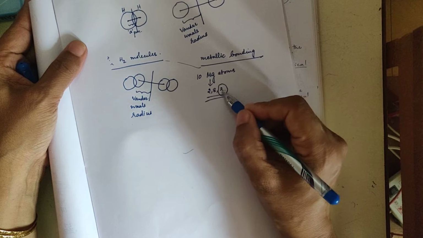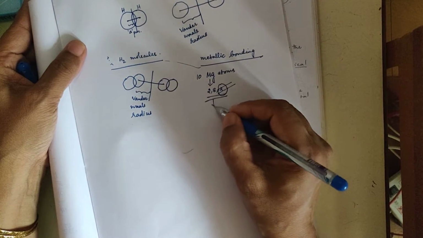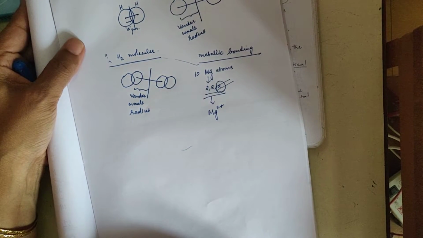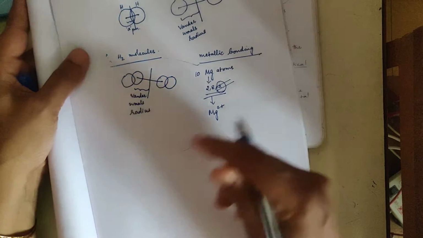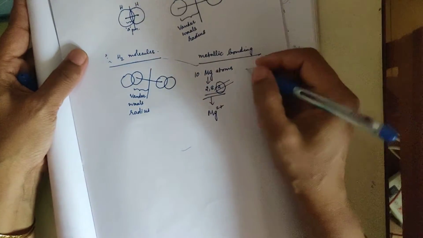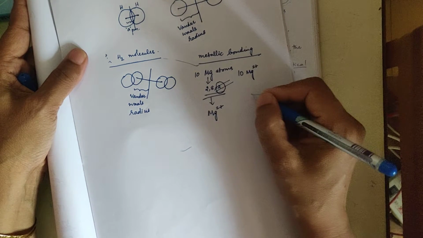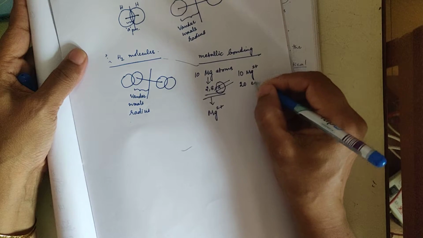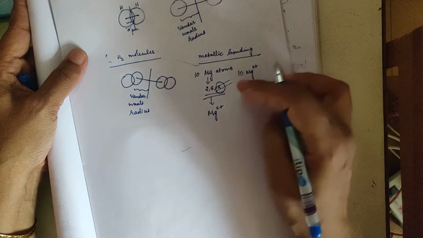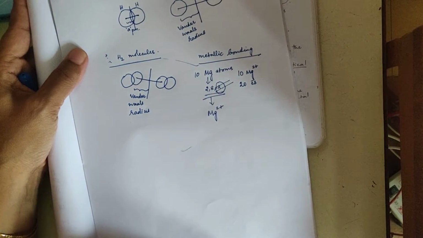Now if you lose these 2 electrons, what do you call this? You call this Mg2+. Magnesium, after losing 2 electrons, is called Mg2+. Now for 10 magnesium atoms, you will have 10 magnesium ions and 20 electrons. Each magnesium has 2 electrons, so 10 magnesium atoms will have 20 electrons.